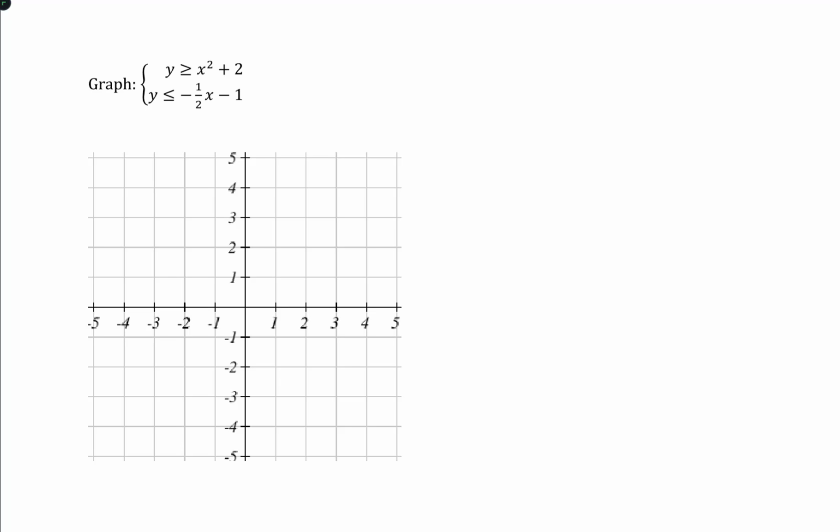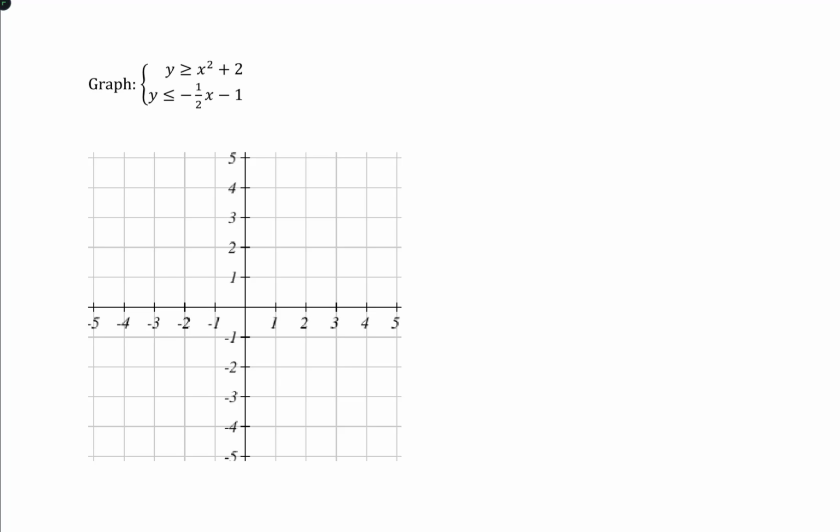Graph the inequality y is greater than or equal to x squared plus 2, and y is less than or equal to negative 1 half x minus 1. All right, so here we have a system of inequalities which has a nonlinear part and a linear part. Doesn't really make a whole lot of difference.